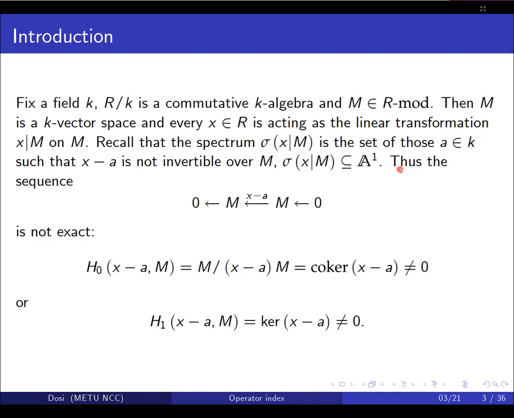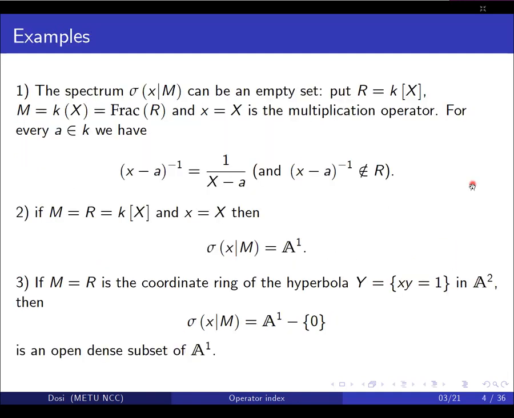In general, X minus a is a linear transformation from M to M. We can talk about its kernel and cokernel, to indicate what invertibility is, what the spectral picture is. But the spectrum can be the empty set here; it's quite possible. For example, if you take the polynomial ring as a module over the fraction field, and X is a multiplication operator, then the spectrum will be empty. But at the same time, the spectrum can be the whole line. This is also quite possible.